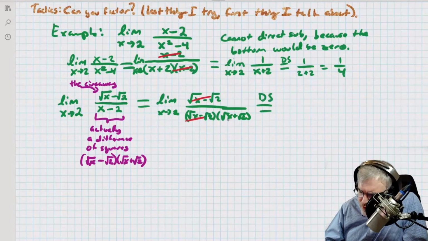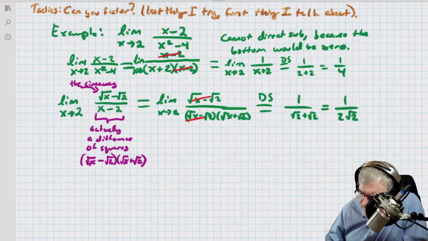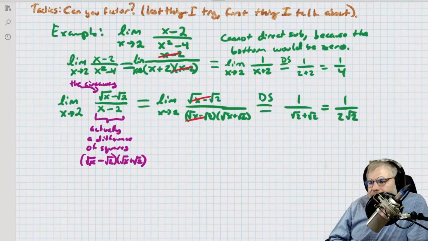And now, since 2 is in here, I just directly substitute in, and I wind up with 1 over the square root of 2 plus the square root of 2, which equals 1 over 2 root 2. How do we feel about that, 1 to 5?